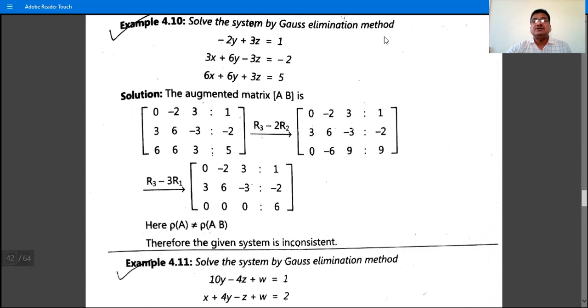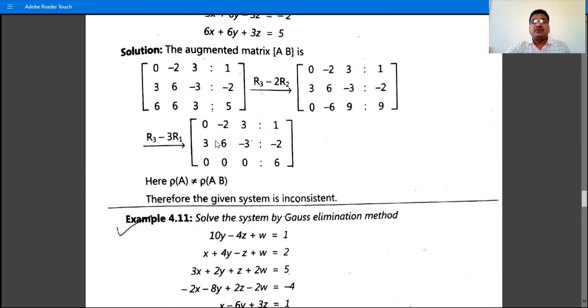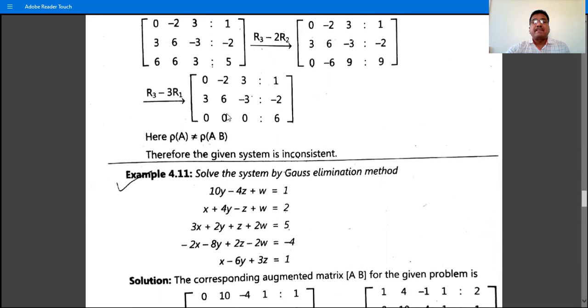For example, solve the system by Gauss elimination method. So this is the system. Reduce the system to matrix form, and then consider the augmented matrix. So this is the augmented matrix: 0, minus 2, 3, 1, then 3, 6, minus 3, minus 2, 6, 6, 3, and 5. And reduce this matrix to echelon form. Interchange the first and second rows, and so we have this echelon form.